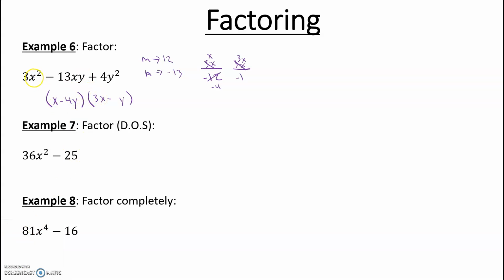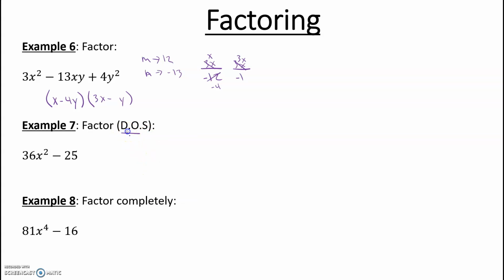So x times 3x got me 3x squared. X times -y gets me -xy. -4y times 3x gets me -12xy. So -1, -12 makes -13xy. And then -4y times y makes 4y squared. So it's a little bit different way of thinking about it, but you can still kind of use this generically. You just kind of have to alter that y in there.